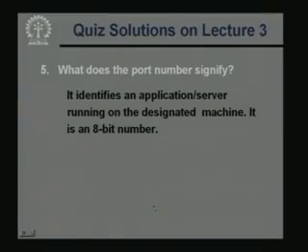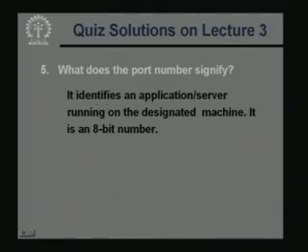What does the port number signify? Well, this was also discussed in the previous lecture. A port number is an entity which works at the transport layer level. At this layer, two application programs on two machines are communicating among themselves, and the port number specifies the two programs on the two machines which are talking. So, it identifies an application or a server program running on the designated machines on the two sides. It is an 8-bit quantity.